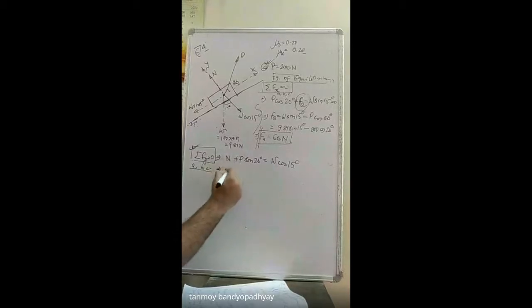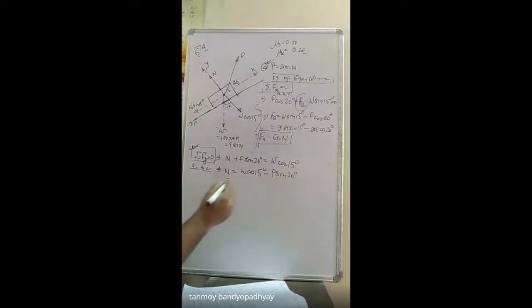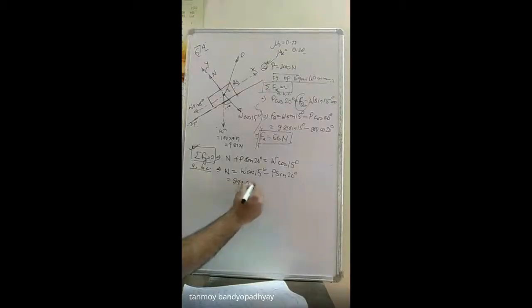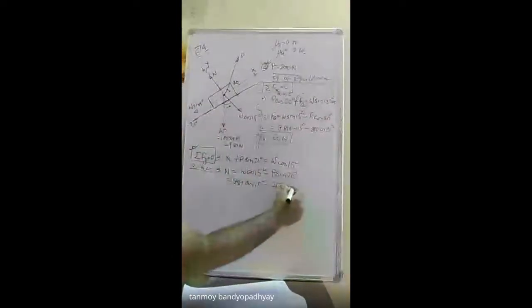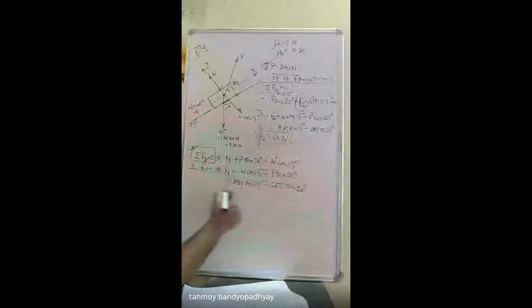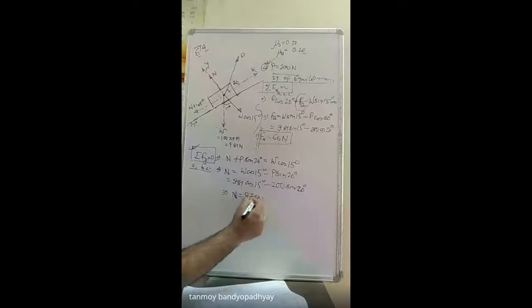So just calculate what is the value of N. N will be equal to W cos 15 degree minus P sin 20 degree. So W is 981 Newton, let's check, just calculate. Minus P is given to be 200 in this case, so 200 sin 20 degree. So just calculate what is the value. 879 newtons.